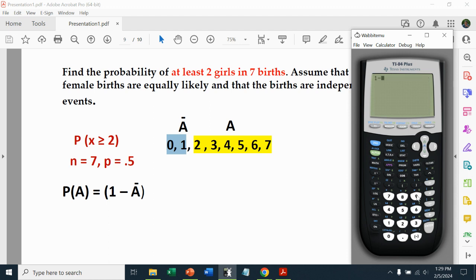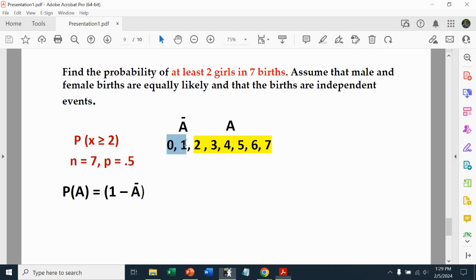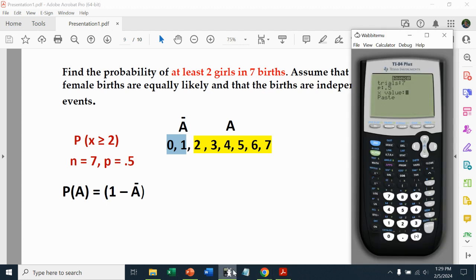I'm going to subtract. Second function, my vars menu. Come down to binomial CDF. All right, and I want to solve for this part right here. How many trials do we have? We've got 7. Probability of a birth is like flipping a coin, still 50-50. All right, and I want the calculator to have the probability of 0 with 1. So I want to stop after I get to 1.